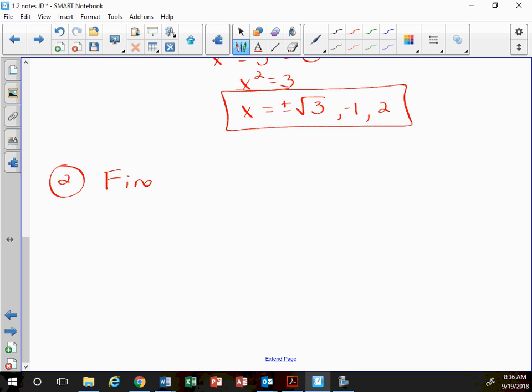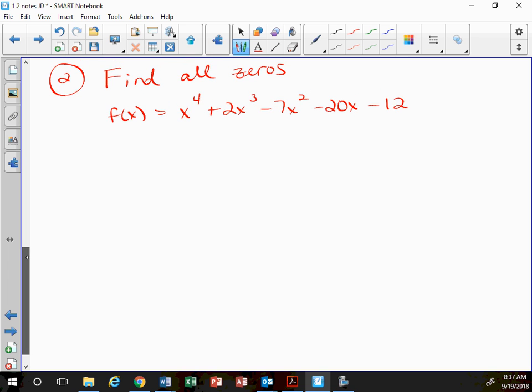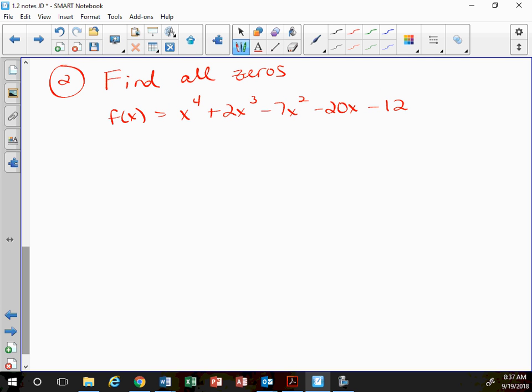Okay, so you guys are going to try this time. Find all zeros. So your f of x is x to the 4th plus 2x cubed minus 7x squared minus 20x minus 12. So I'd expect 4 zeros at the end. Let's go ahead and give it a shot here.